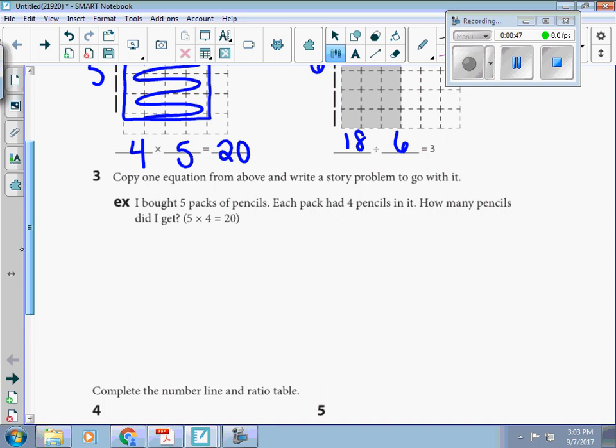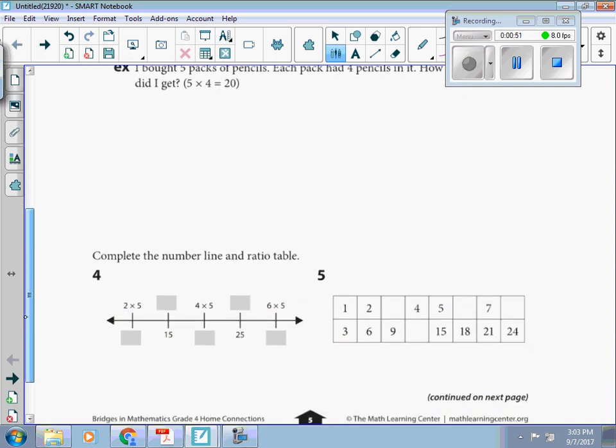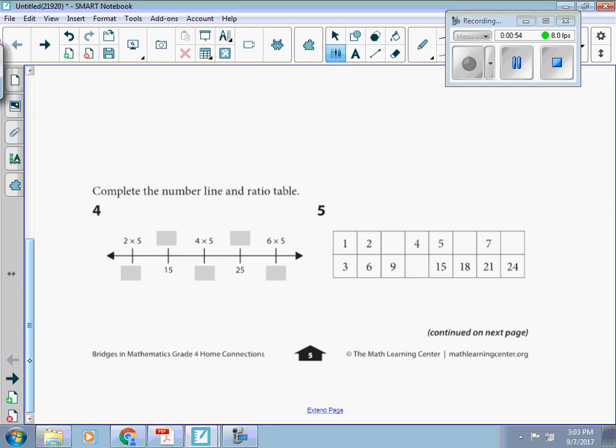For number 3, you're just writing a story problem to go with it. I'll leave that up to your creativity. Number 4, we're completing a number line in a ratio table. 2 times 5 is 10, and we're going by 5.